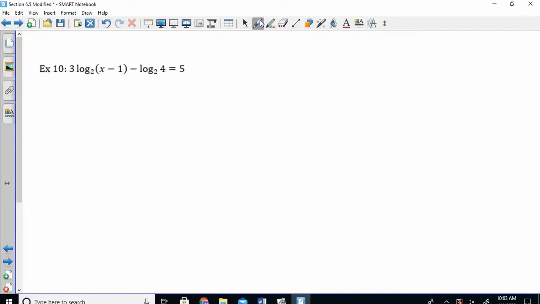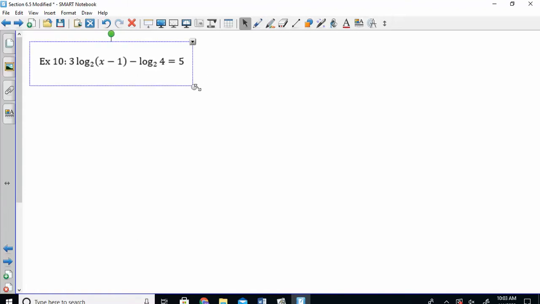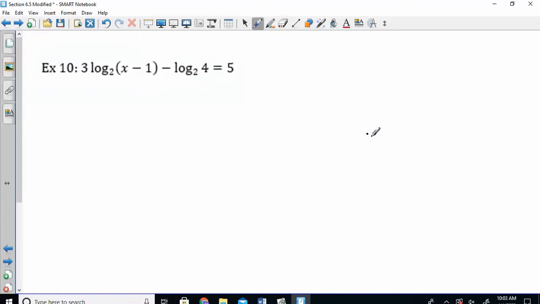Okay. Let's look at this one. So this is kind of a step up from the problems that we had seen before, because I have more than one log. But we know these properties of logs now, so we are going to use this. What would happen to this 3? You could divide it over, but since this term is an exponent as well, another option would be to turn it into an exponent. If I want to condense these, that's log base 2 of x minus 1 cubed.